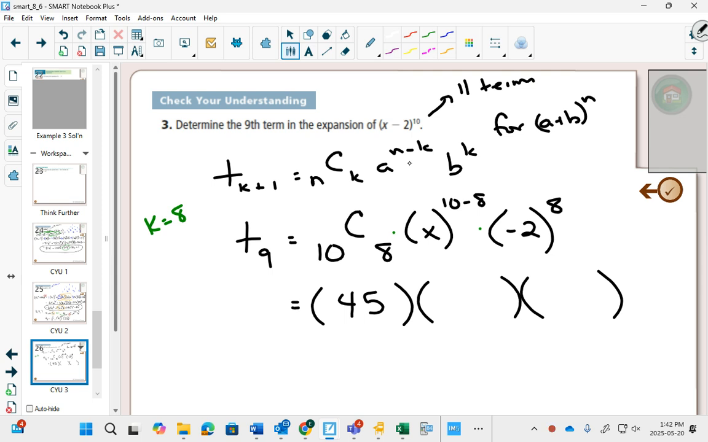And then this is 10 minus 8, which is going to be 2. If you square x, you'll get x squared there. And then negative 2 to the 8. Well, negative to an even exponent is going to be positive. And 2 times 2 times 2 times 2 times 2 times 2 times 2 times 2. I think that's 256.